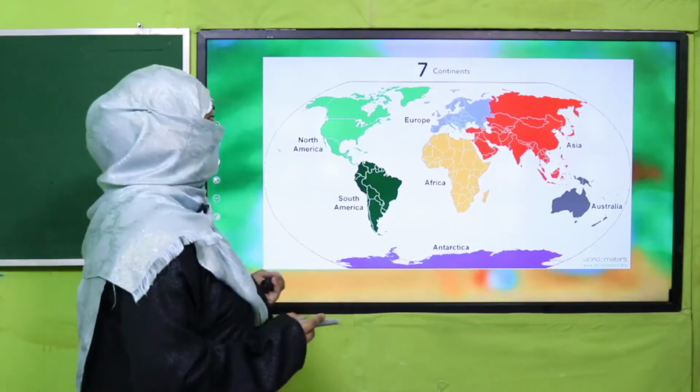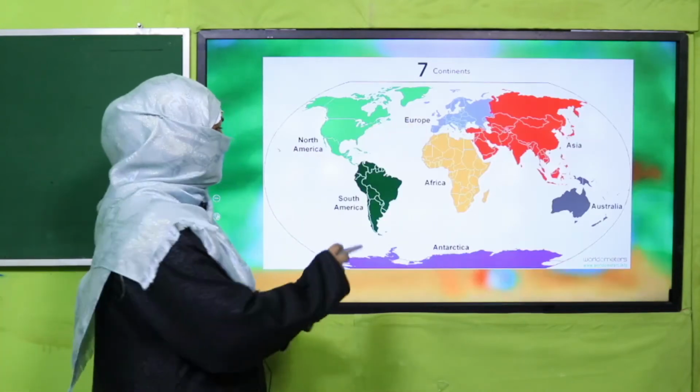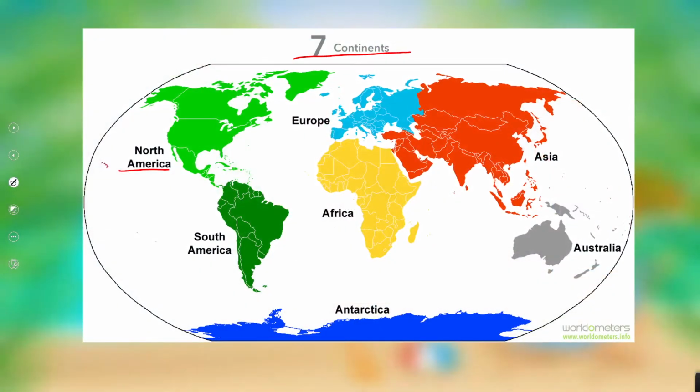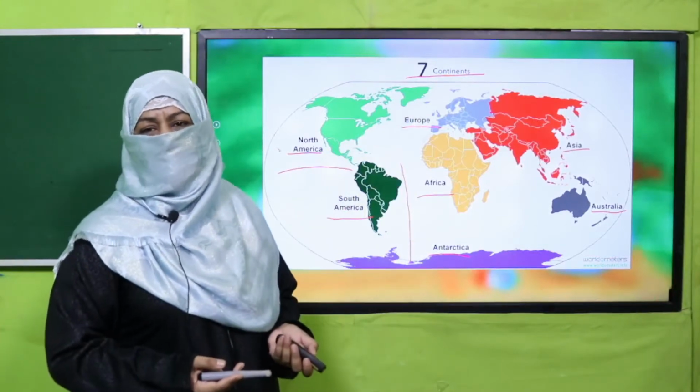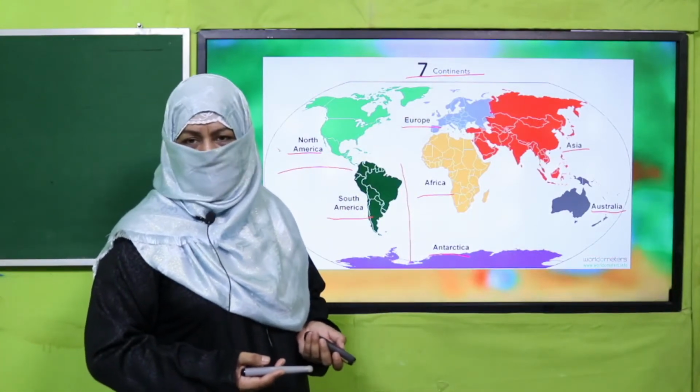Okay, all right. Look at this map. This is showing the 7 continents. All the 7 continents, where they are placed, what are their names, and how far they are from each other. All these things together put on a paper is a map of 7 continents, right?